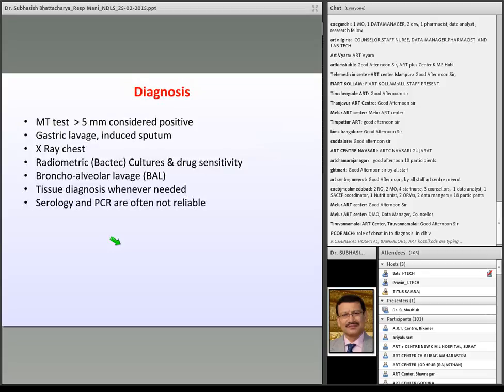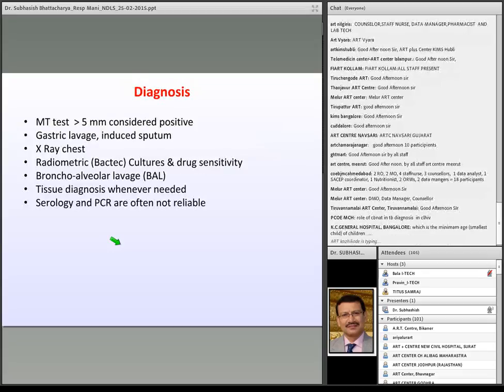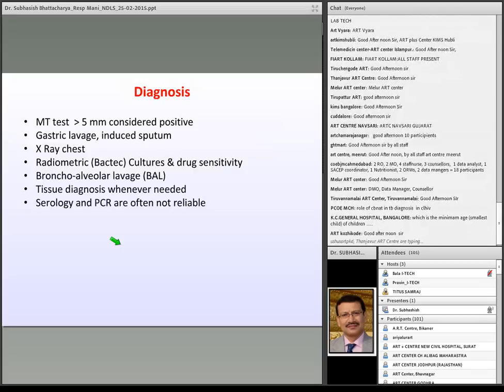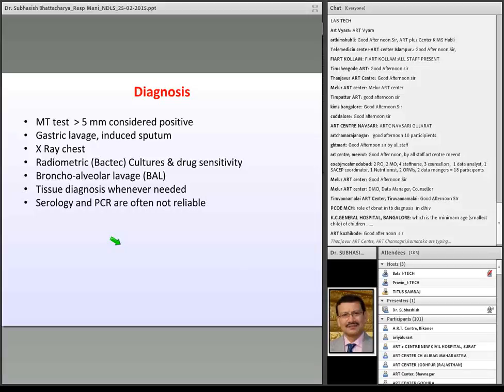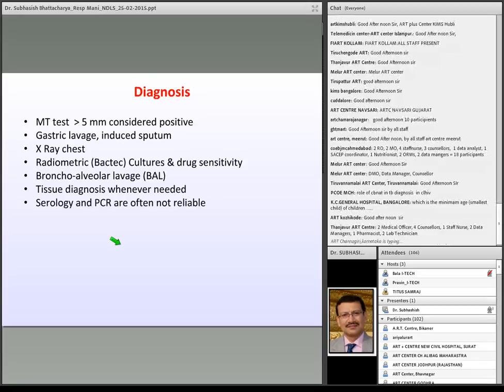Usually TB diagnosis is done by Mantoux testing, where more than 5 mm is considered positive. In normal children, if Mantoux is more than 10 mm it is considered positive. In immunosuppression like HIV, if it is more than 5 mm, it is a positive test. Gastric lavage or induced sputum can be taken and sent for CBNAAT testing or bacterial isolation.